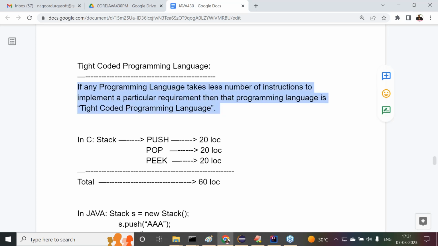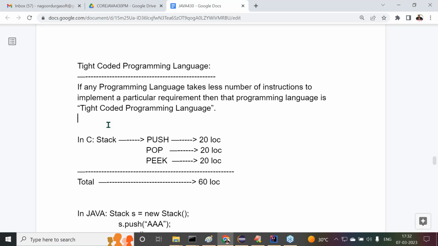Come again, what's the conclusion? If any programming language takes fewer instructions to implement a particular task, a particular requirement, then that programming language is a tight coded programming language. Got it or not? Now, what is the point here? Sun Microsystems wants to prepare a new programming language. It should be a tight coded programming language, meaning that within fewer instructions, we have to achieve a big requirement.